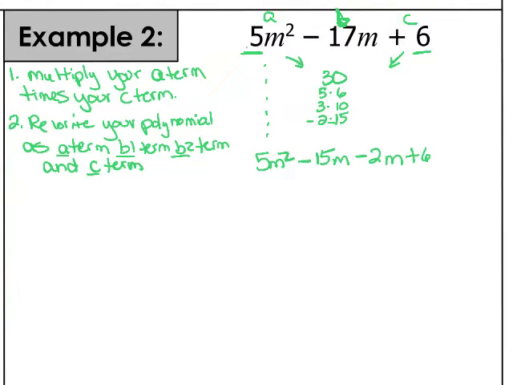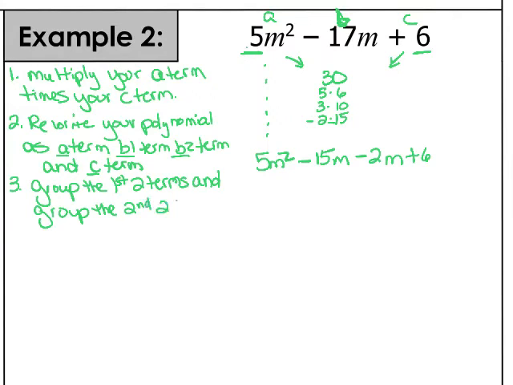Now the reason I organized them that way is because now I'm going to start to group them. So step 3 will be to group the first two terms and then group the second two terms. And by grouping them this way, I can see a GCF in each of these groupings. If I put the negative 2m first and the negative 15m second, it would not have been easy to find a GCF. So now I'm going to look at pulling out a GCF.